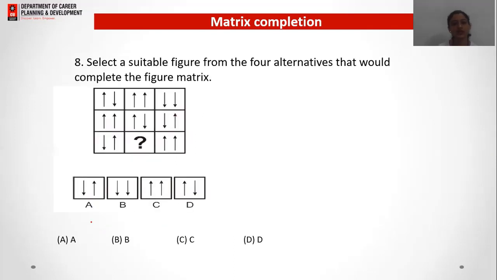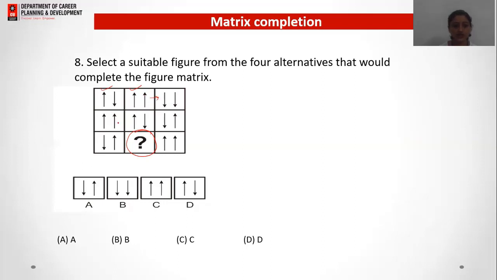If we take the next example, 8. Select a suitable figure from the four alternatives that would complete the figure matrix. Again, we have to judge the pattern: what is given in the first three rows or columns, and what will be there in the missing place. In the first row, one arrow is upward and the second arrow is downward. In the second figure, the first arrow remains the same in position, but the second arrow got inverted. And in the third figure, both the arrows got inverted.